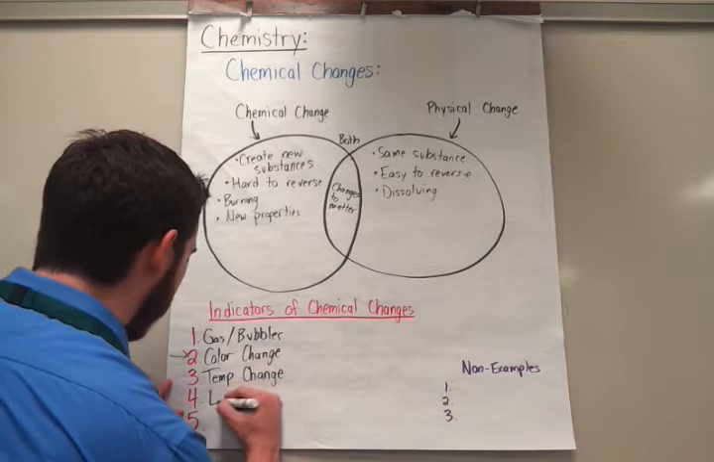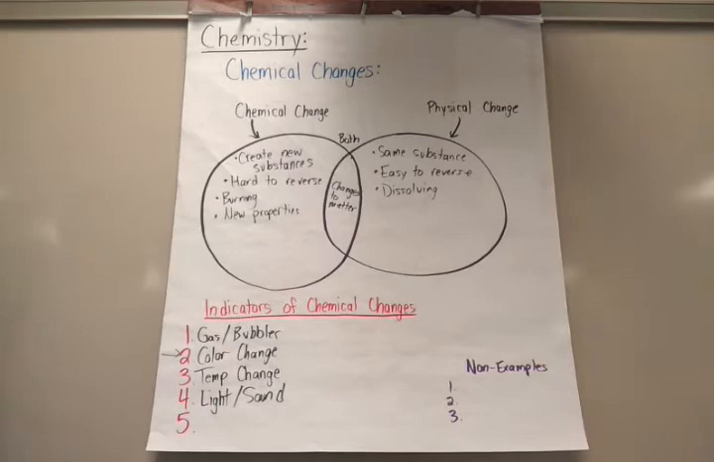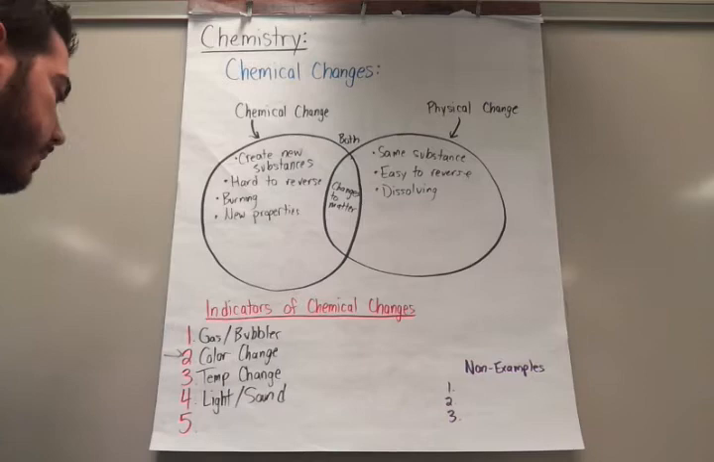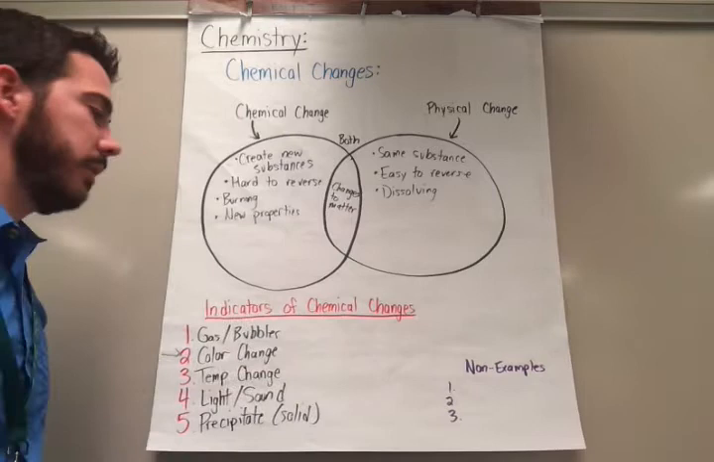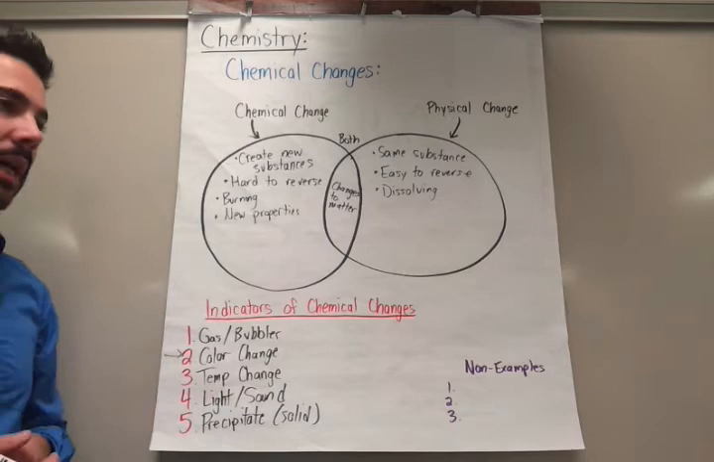And that would be like in the case of fireworks, you have the light and the sound associated with that. When you burn things, there's light and sound associated with that as well. And last but not least, production of a precipitate, which is a fancy way of saying just a solid forming from two liquids. So if you combine two liquids and you get a solid in the bottom, that's probably telling you that that solid is a new substance you didn't have to begin with.